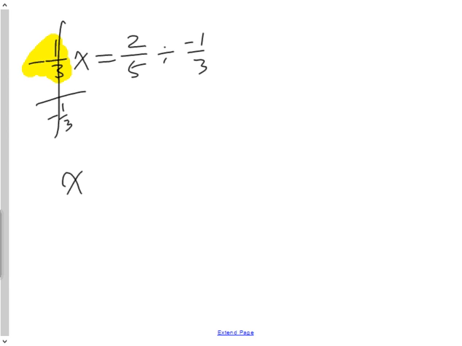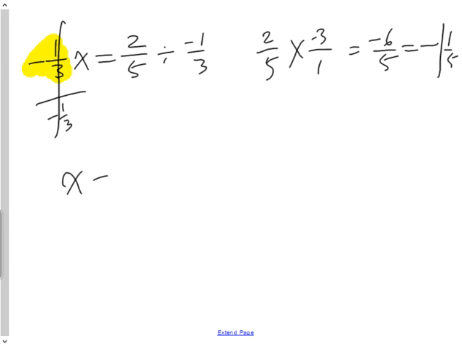And when I do so, I have to have my fraction sense kick in, that I have to multiply by the reciprocal, which is going to give me negative 6/5, which is equal to negative 1 and 1/5, and therefore x is equal to negative 1 and 1/5.